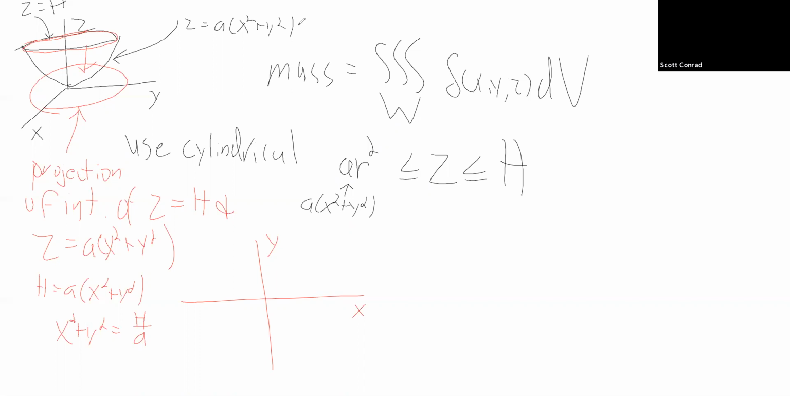What curve is that? That's going to be our outer curve. So it's a circle, and what's the radius of the circle? Square root h over a, right? So it's a circle centered at the origin, and the radius is the square root quantity h over a. Okay. So our region is everything inside of there.